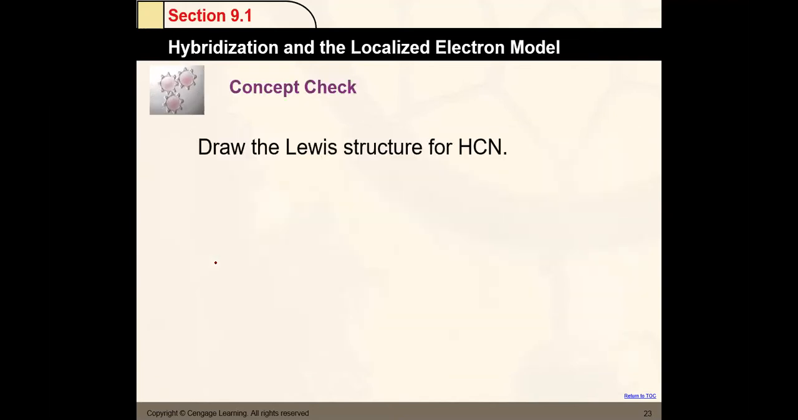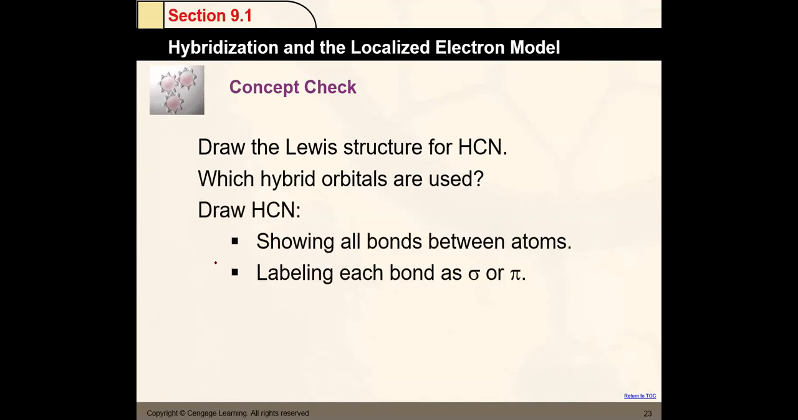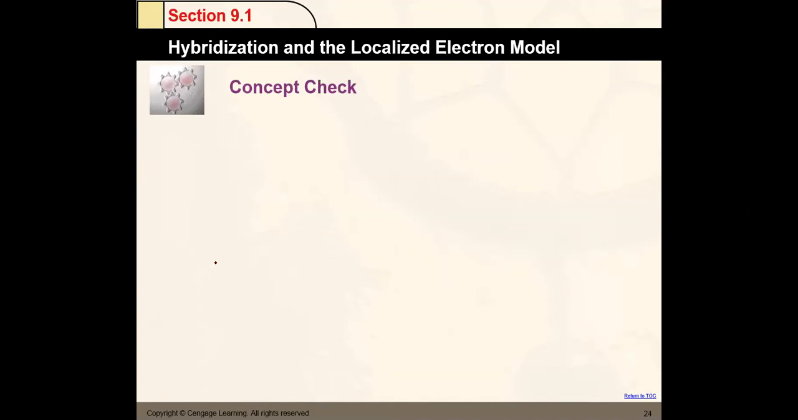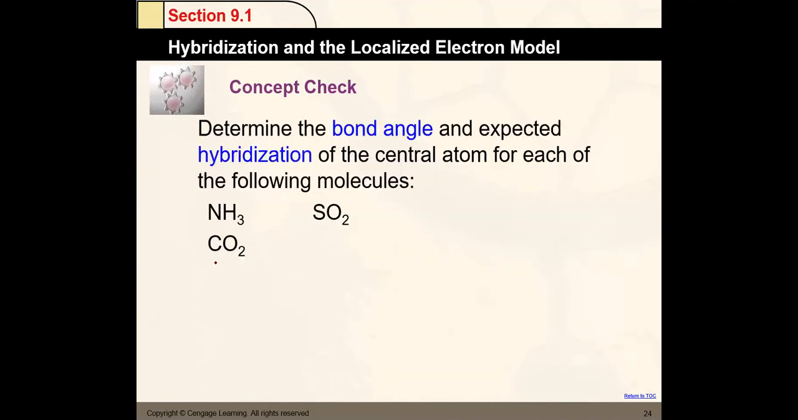Draw the Lewis distribution for hydrocyanic acid. Which hybrid orbitals are used? So I think we did it here. In our example, here is another concept check. Determine the bond angle and expected hybridization in the central atom for each of these: NH3, CO2, and SO2.